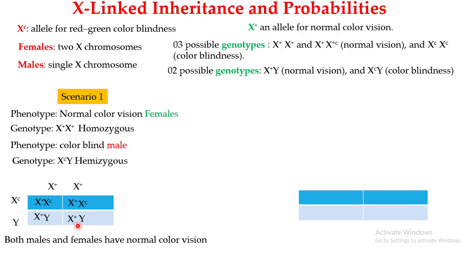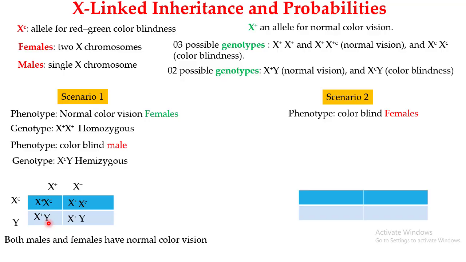If you look at this one, the father is color blind, but the male offspring in this particular case have normal color vision, simply indicating that the genes present on the X chromosome are inherited in the males only from their mother. Let us talk about scenario number two.